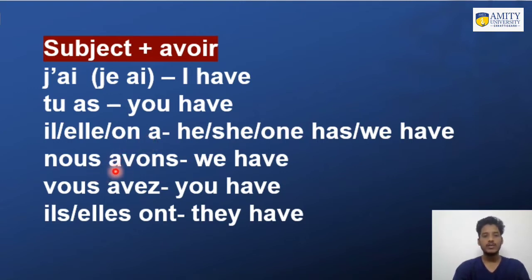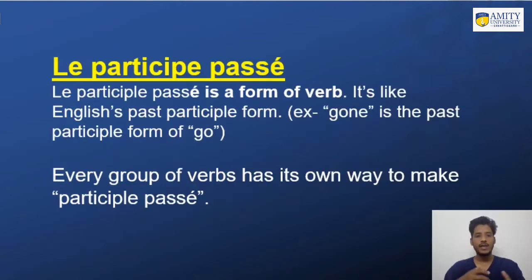Similarly, over there, nous avons. S will get connected with the next vowel and the sound of S will be z. Similarly, over there, vous avez. And the last one also, ils ont and elles ont, with the liaison. I think it's clear. And now, le participe passé. What is le participe passé? It is a form of a verb. Yes, a form of a verb.